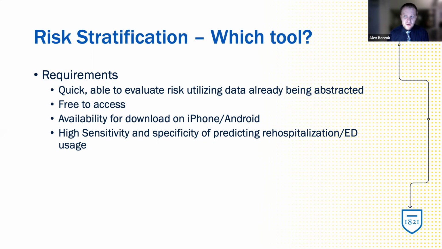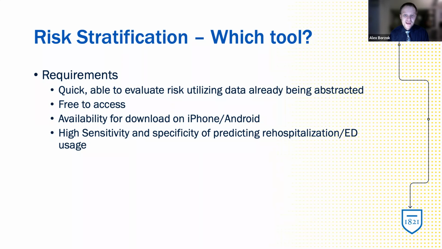So ultimately though, you want to find something that is going to hit these big four requirements. It needs to be quick, able to evaluate risk utilizing data already being abstracted, free to access, so there's your cost, and available for download on iPhone or Android, particularly if the EMR that you're using does not support the ability to pull this tool in from online sources. So you need to be able to get something that will automatically calculate it for you, either on a phone or something like that.